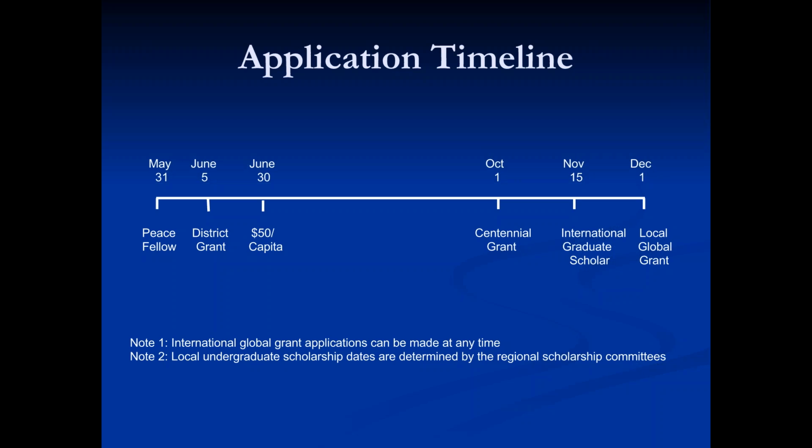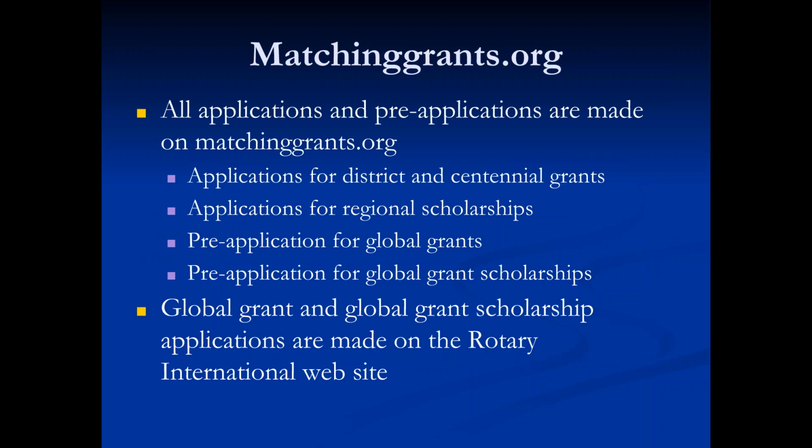International global grant applications can be made at any time, and the time frame for the local undergraduate scholarship dates are determined by the regional scholarship committees. All applications and pre-applications will be made on matchinggrants.org. Applications for the district and centennial grants and applications for regional scholarships are made directly and totally on matchinggrants.org.